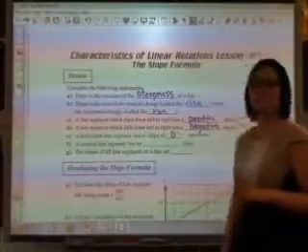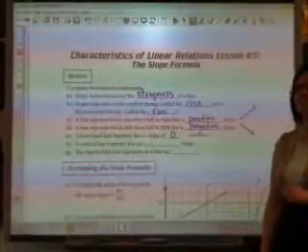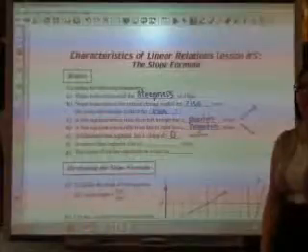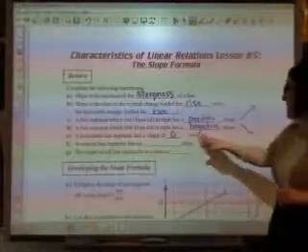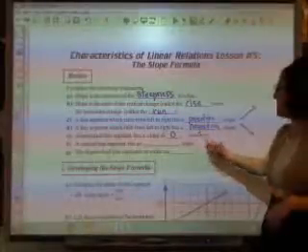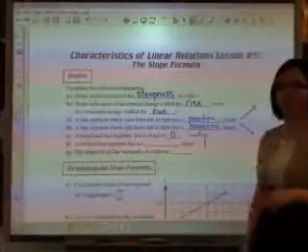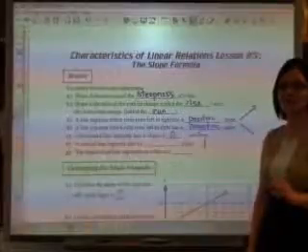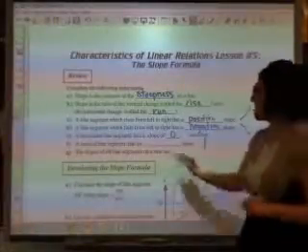Why does it have a slope of 0? 0 divided by something is 0. No, other way around. 0 divided by anything is 0. Because the rise in a horizontal line is equal to 0. Okay? So a vertical line, which has no run, is undefined slope.